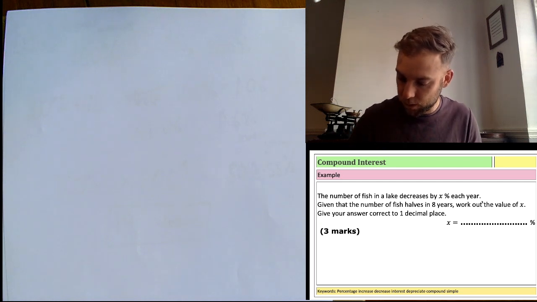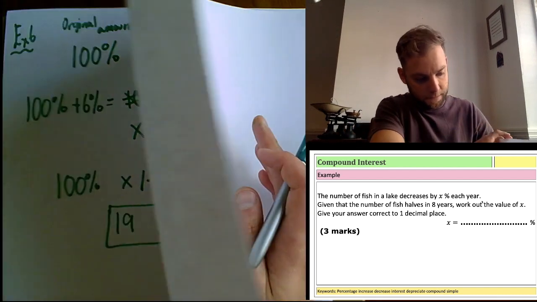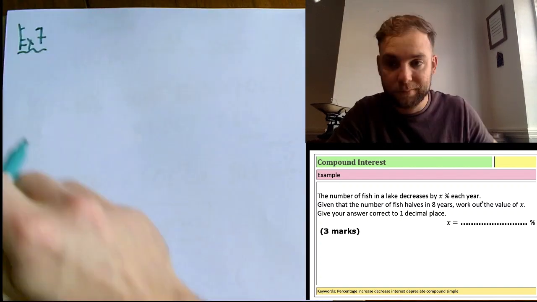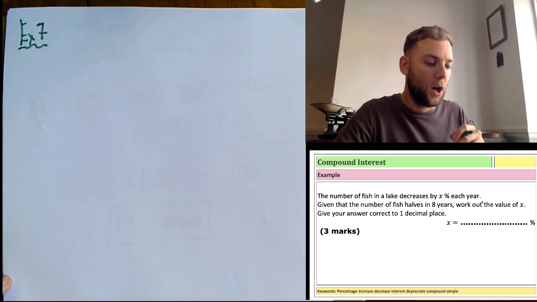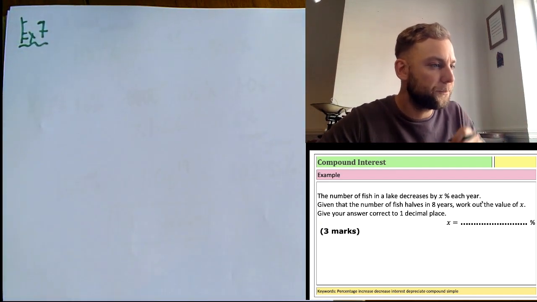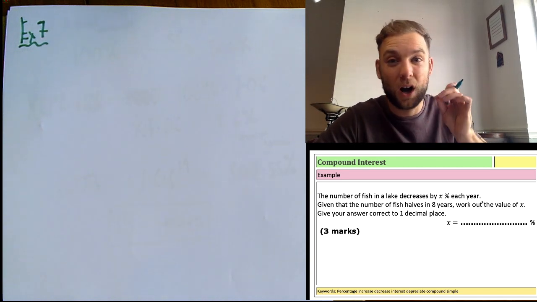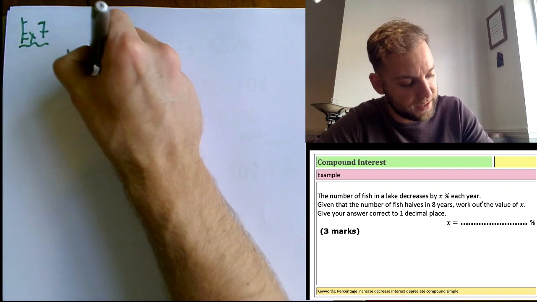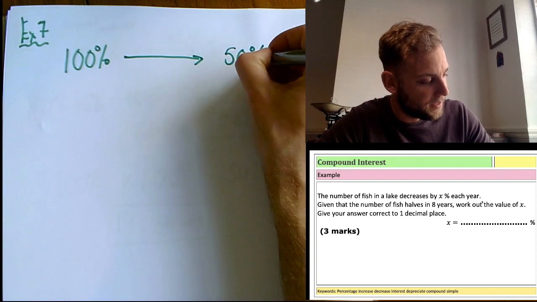So what we've got here, let's write this one down as example 7. First of all, we need to think about the way this works. So, we know that it's given that the number of fish halves in 8 years. That's the important part. It's halving in 8 years. So, what was my percentage before? My percentage would have been 100%, wouldn't it? And if it's halved in 8 years, that means it's now at 50%.